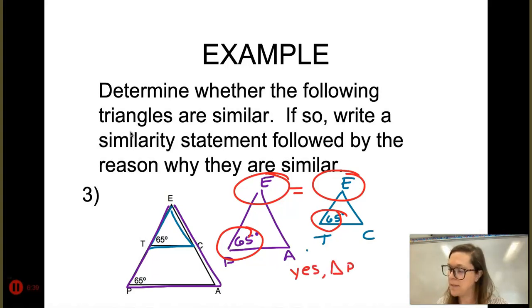Triangle PEA is similar to triangle: P matches up with T. I'm going to run on my face here in a second. E matches up with E, and then C, by angle, angle similarity.